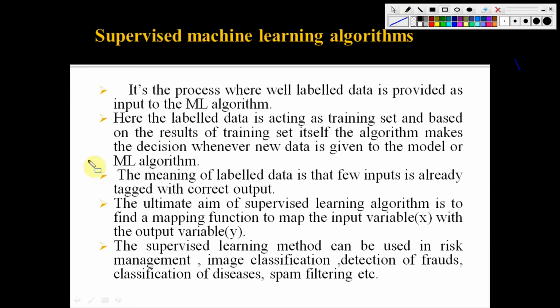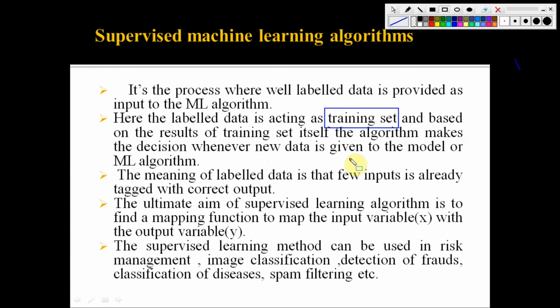So that is supervised. In supervised machine learning, well labeled data will be given to the algorithm. That means the data is already labeled, whether it belongs to bucket A or bucket B, something like that. A well labeled data will be easily classified by the machine learning algorithm. It is basically the simplest form of machine learning algorithm. Here the labeled data acts as a training set, and based on the results of the training set itself, the algorithm makes decisions whenever new data is given to the model.